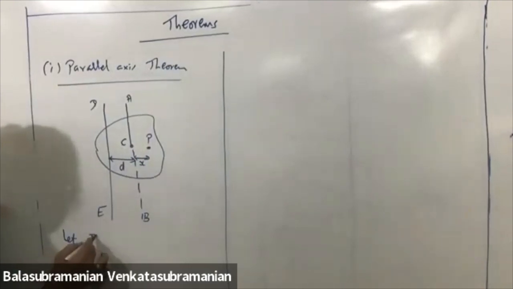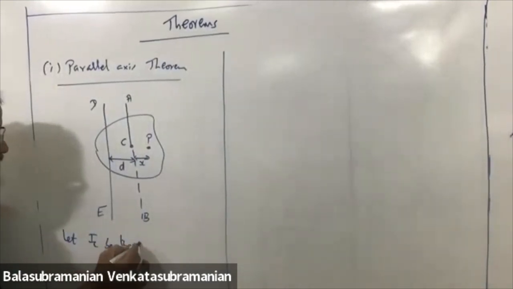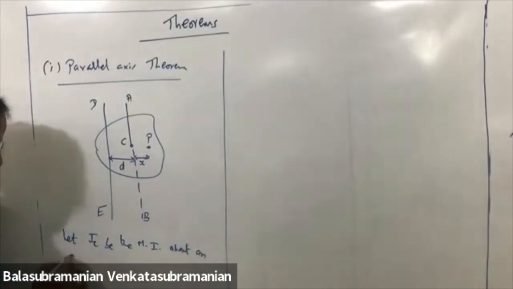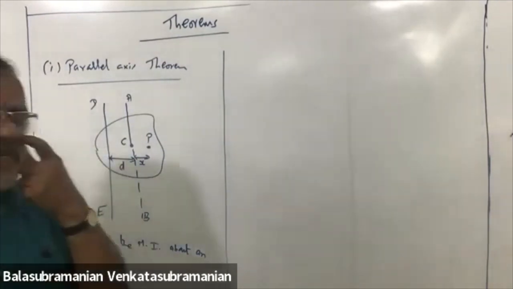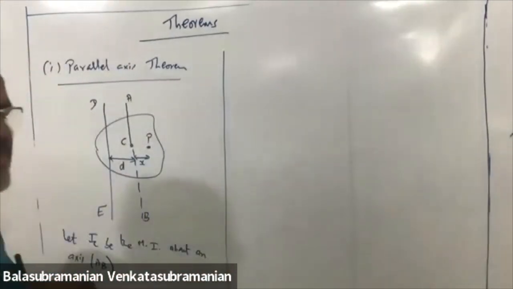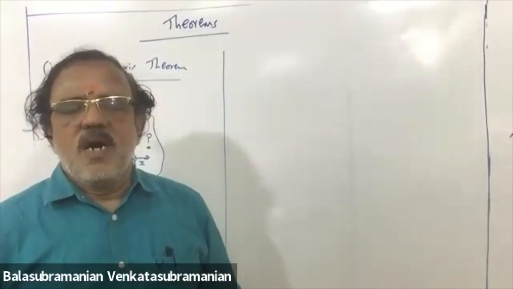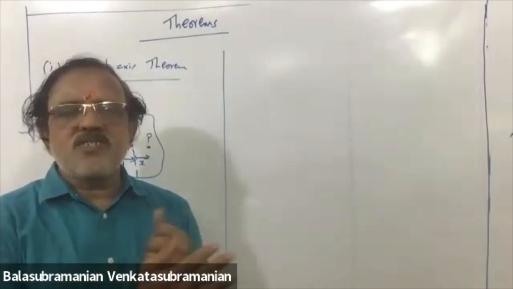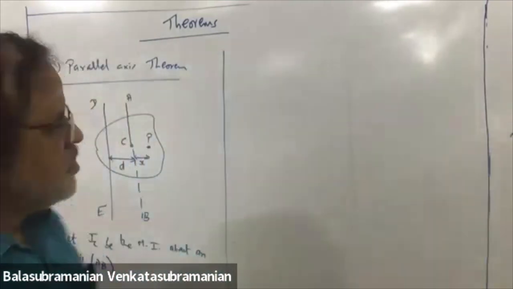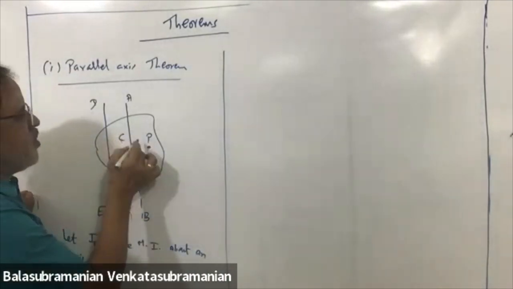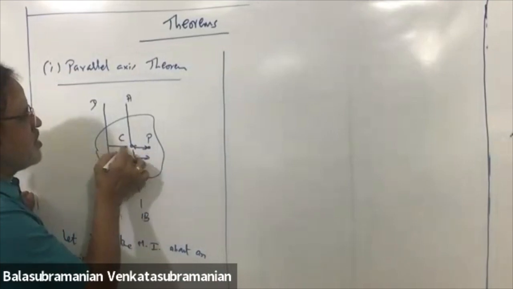Let IC be the moment of inertia about an axis AB. About the center of mass, the moment of inertia is IC. Our aim is to calculate moment of inertia about the parallel axis. About the center of mass axis, we know already. About the parallel axis, we have to calculate. The distance between the two we already know. This is x and this distance is d.